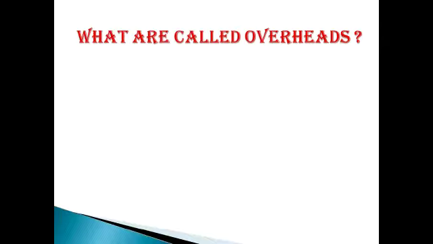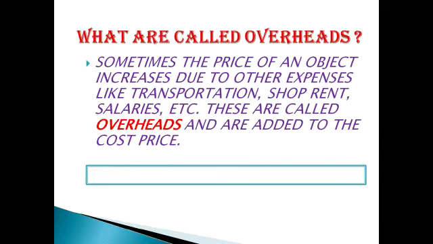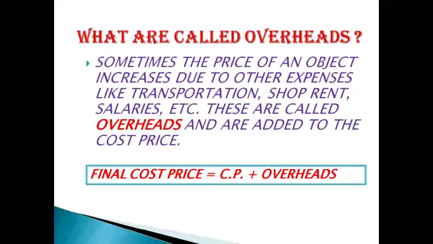Let us understand better by the definition. What are called overheads? Sometimes the price of an object increases due to other expenses like transportation, shop rent, salaries, etc. These are called overheads and are added to the cost price. The final cost price is cost price plus overheads. The formula to find out the final cost price is cost price plus overheads.